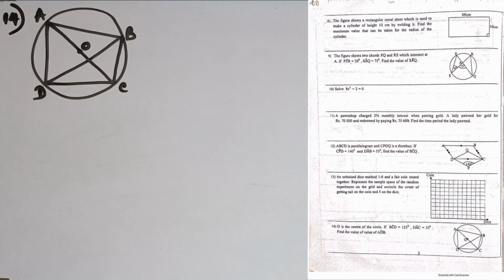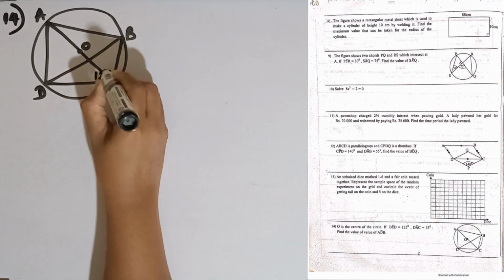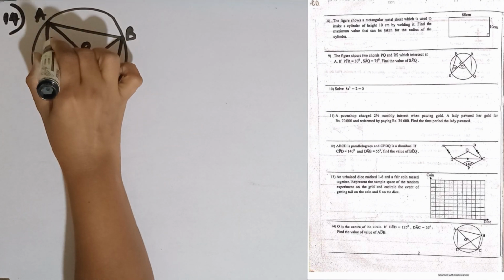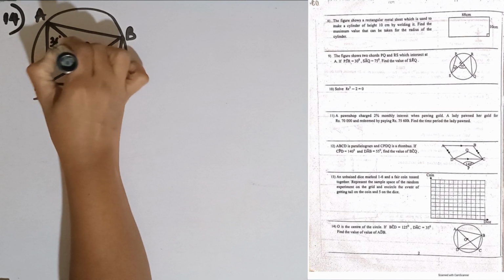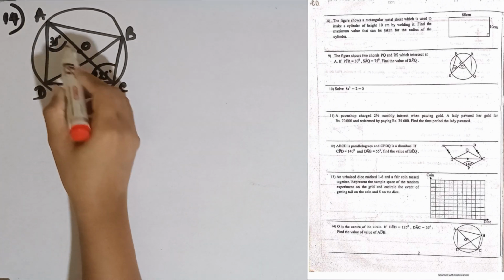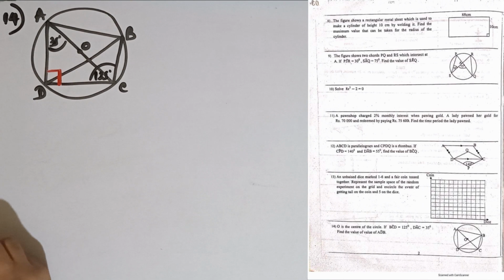Question number 14. O is the center of the circle. If BCD equals 125 degrees, BCD is this one. The magnitude is 125. DAC means this magnitude, 35 degrees. Find the value of ADB angle. Here, as this is the center of the circle, this is the diameter. So, this magnitude is 90 degrees here.